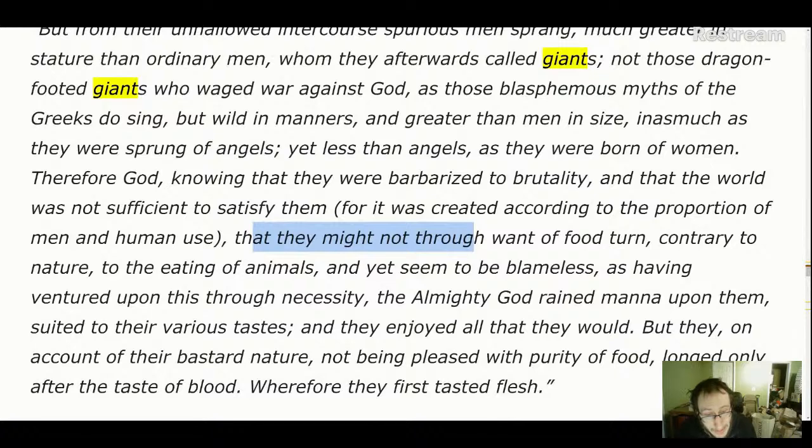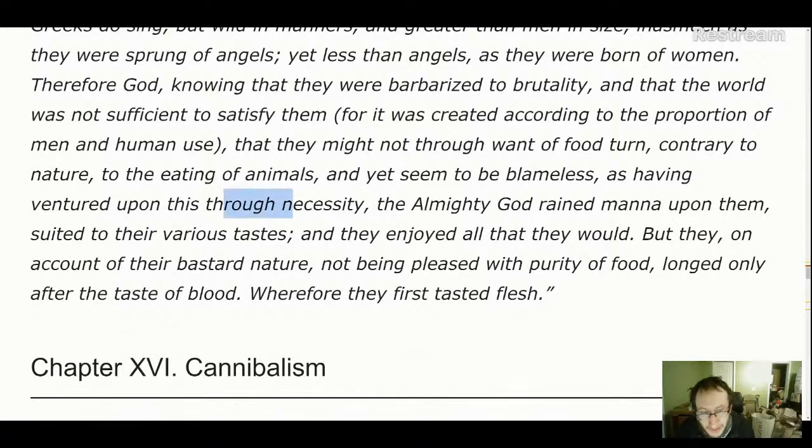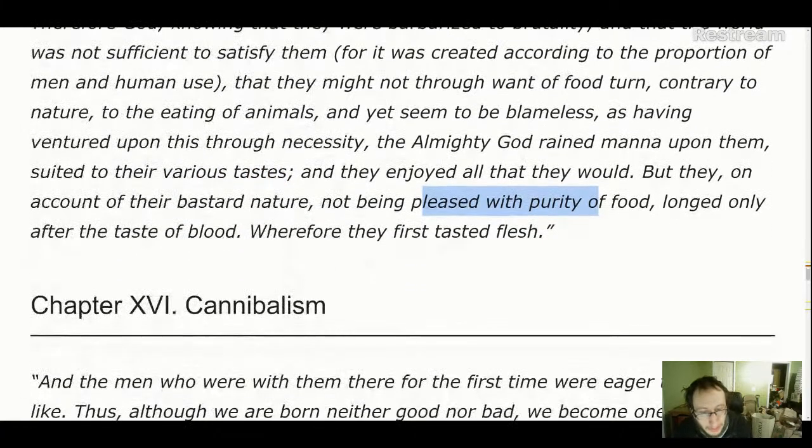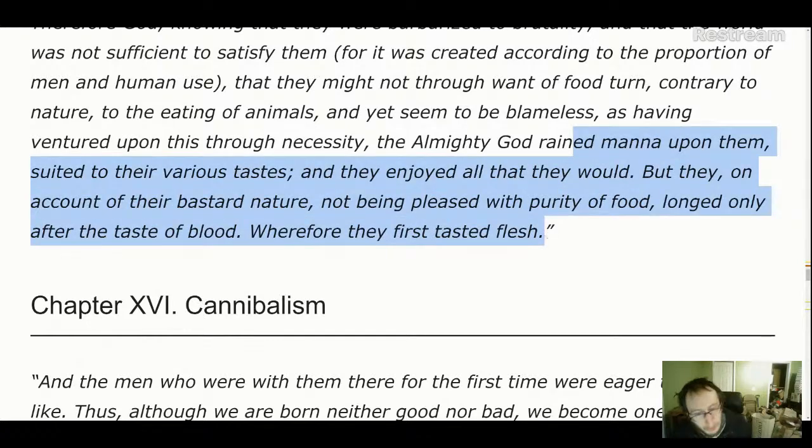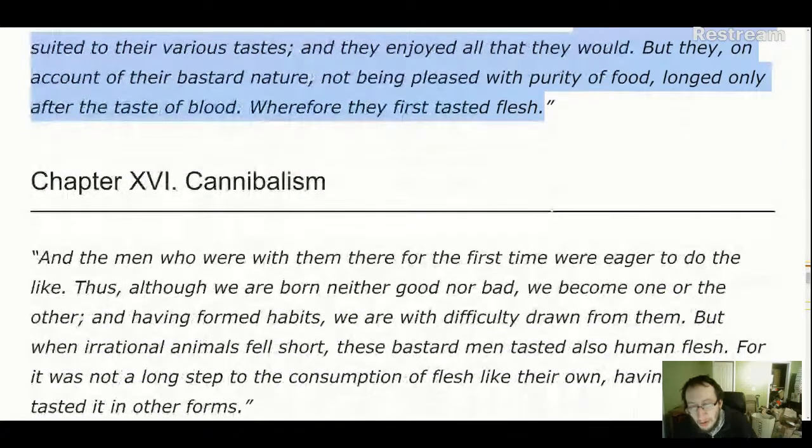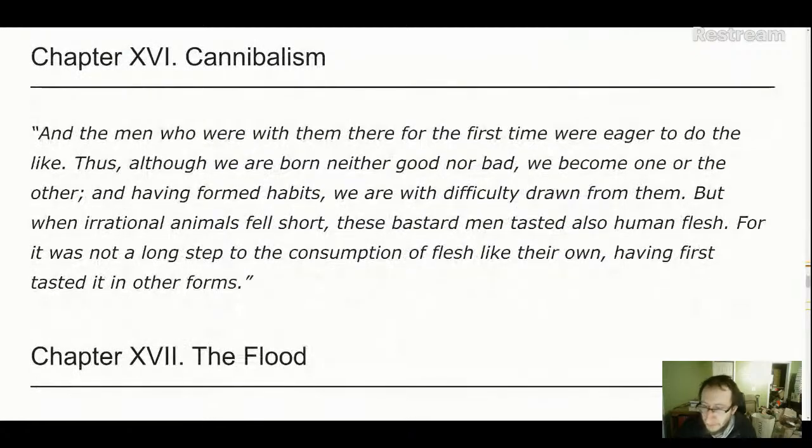Okay, so that they may not, through want of food, turn contrary to nature to the eating of animals, and yet seem to be blameless as having ventured upon this through necessity, God gave them manna. And so the manna would be suited to their various tastes so that they could enjoy whatever they wanted. But they were not pleased with purity of food and longed only after the taste of blood, wherefore they first tasted flesh. So this whole thing about God giving them manna, nowhere in the Book of Enoch. So we would have seen this from the Book of Giants.